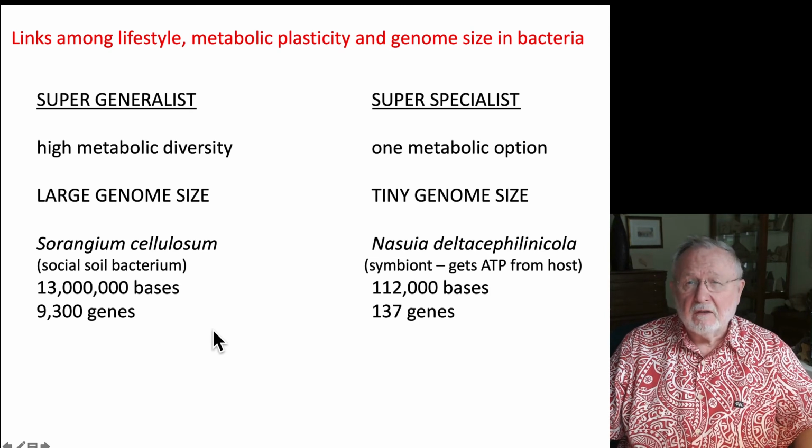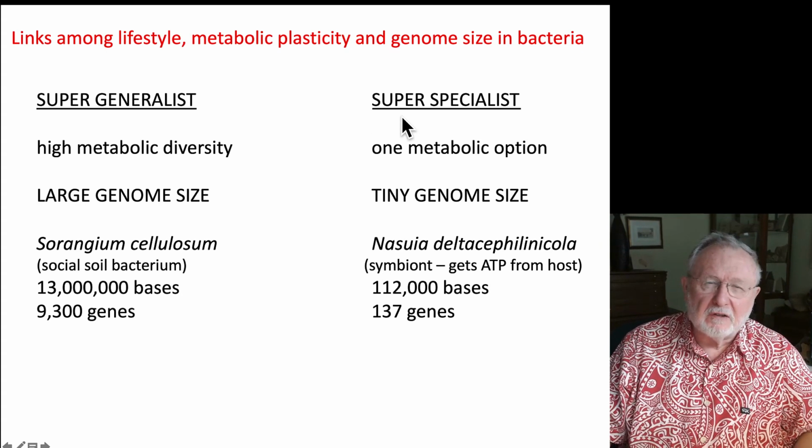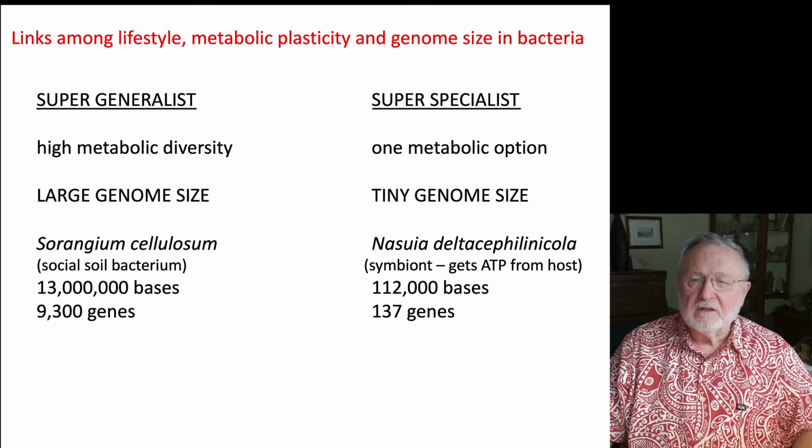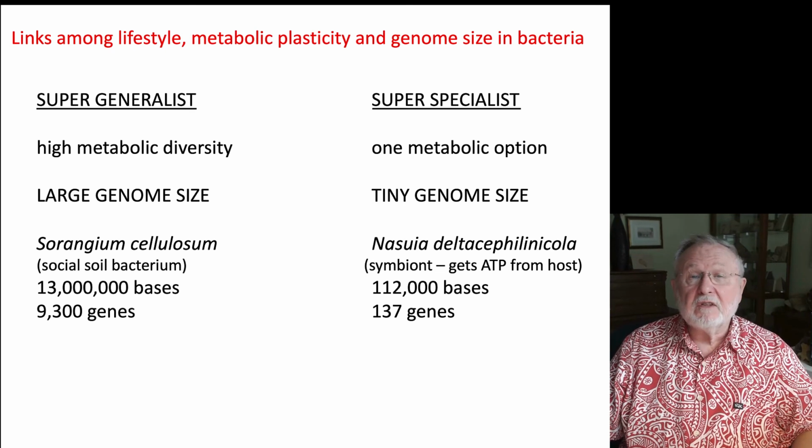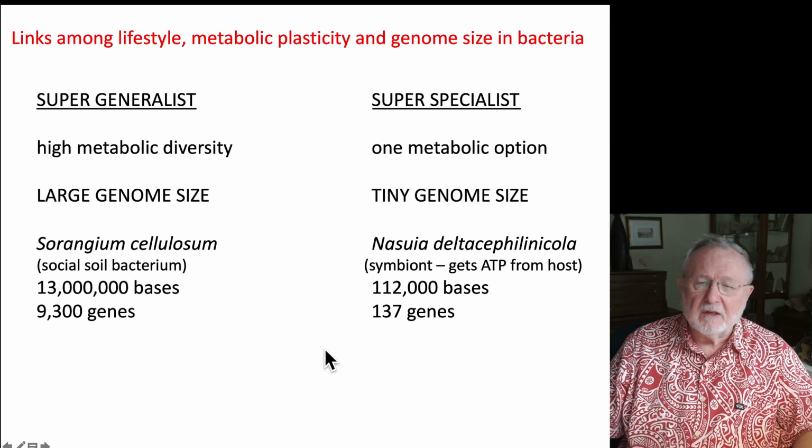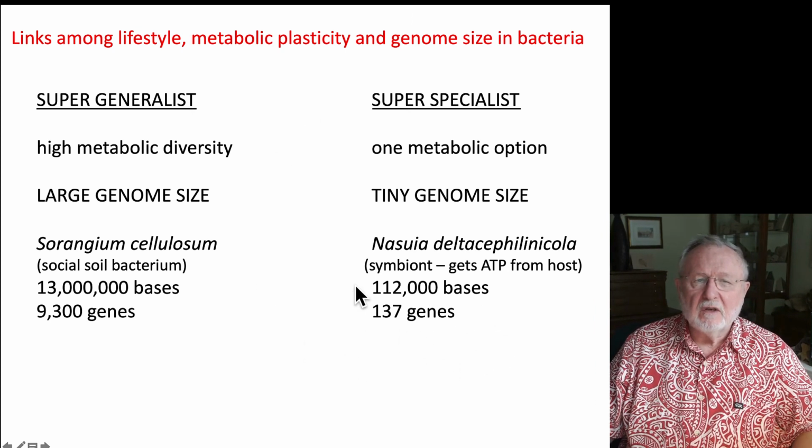On the other hand, we can find some prokaryotes that are super specialists. They have one metabolic reaction that they can conduct, and that is their niche. They tend to have a tiny genome size, and many fewer genes, in some cases as few as 137 genes. So we can find quite a contrast between super specialists and super generalists, looking at metabolic plasticity in archaea and bacteria.